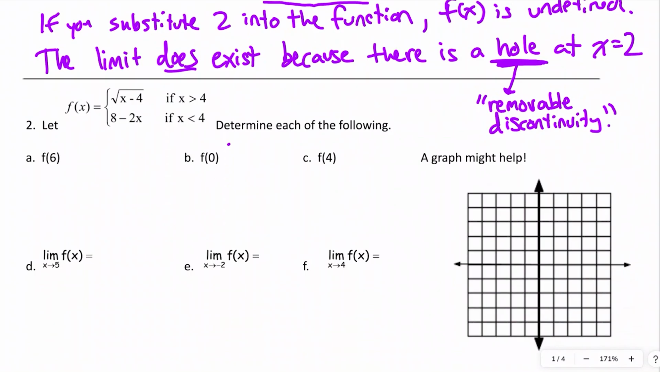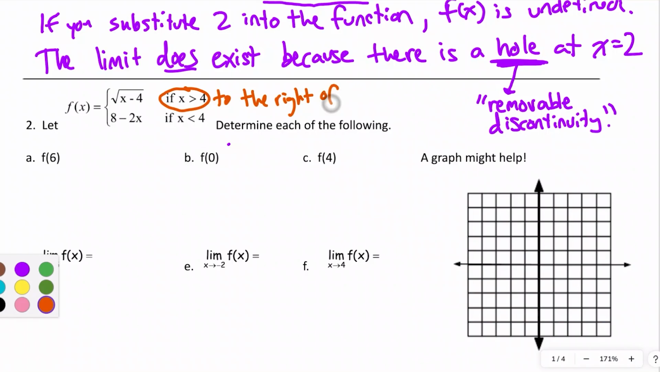They're giving us a piecewise function. It says f of x is equal to the square root of x minus 4 when x is greater than 4. Okay, so this is to the right of 4. And then it is this linear function, 8 minus 2x, if x is less than 4. So this is to the left of 4. And maybe I'll be a little bit more specific here. When I say 4, I'm talking about x equals 4.